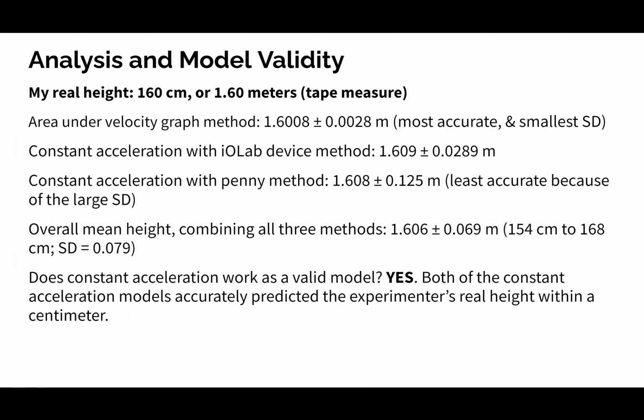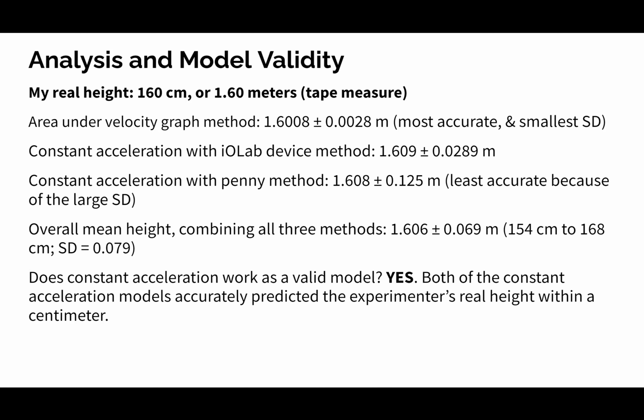Okay, so let's compare all of our values. My real height is 160 centimeters. I used a tape measure to measure that, so I feel as though that is fairly accurate. Under the velocity graph method, this was the most accurate method. We got 1.6008, so it was very, very close to that 160 centimeters, and my standard deviation was incredibly small for that. The constant acceleration using the iOLab device was my second most accurate method, considering that the standard deviation was significantly smaller than the penny method, and also because I know that it doesn't rely on my reaction time.